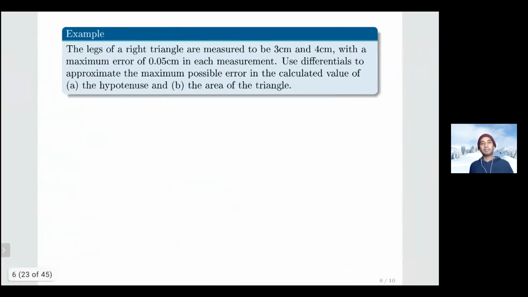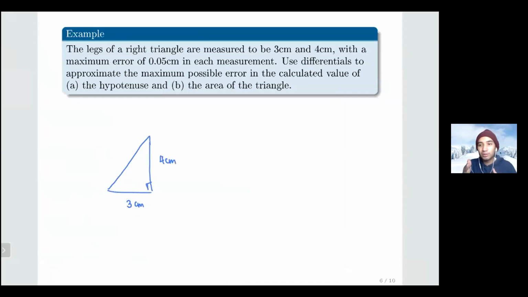Okay. So, ito pa isa, halimbawa, word problem. Tingnan natin. Let's look at this word problem. So, the legs of a right triangle are measured to be 3 centimeters and 4 centimeters with a maximum error of 0.05 centimeters in each measurement. So, meron daw tayong right triangle. Tapos nung sinukat natin siya, ang lumabas ay 3 cm tsaka 4 cm.